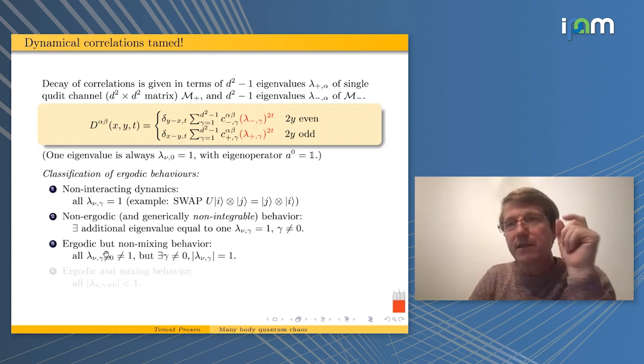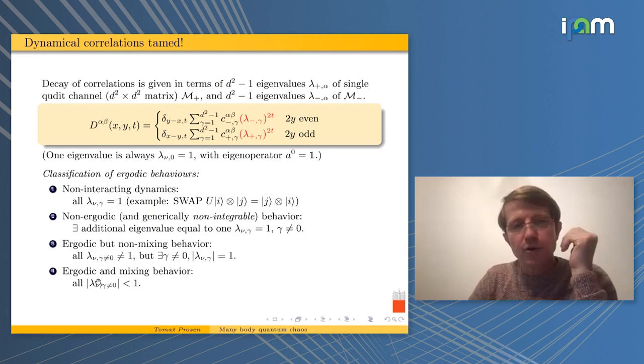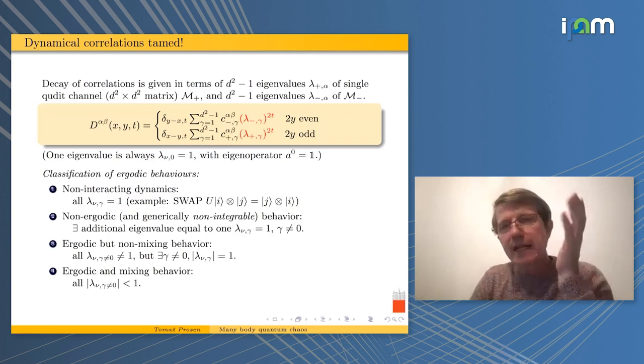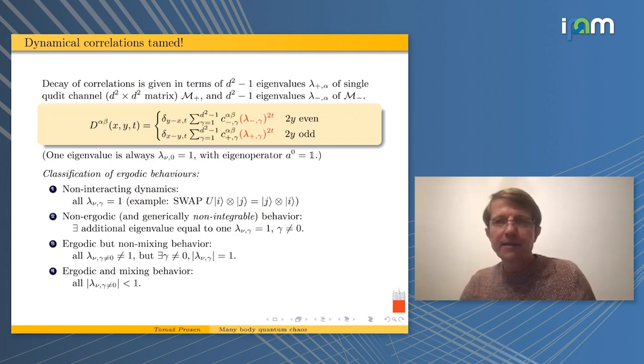Or you could get what people would call in ergodic theory ergodic and mixing behavior, when all non-trivial eigenvalues are strictly inside the unit circle. Then you get exponential decay of correlations. That could be useful, I'm just telling you now because I have to close soon, for example, if you want to control statements like ETH. If you have matrix elements of operators with correlations which decay exponentially, then you can immediately make observations about spectral functions and the distribution of matrix elements.